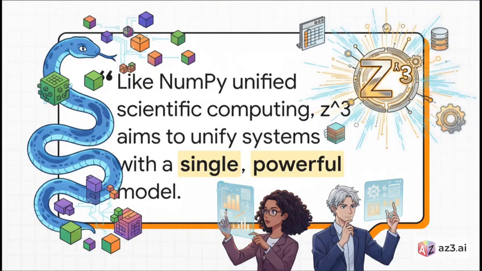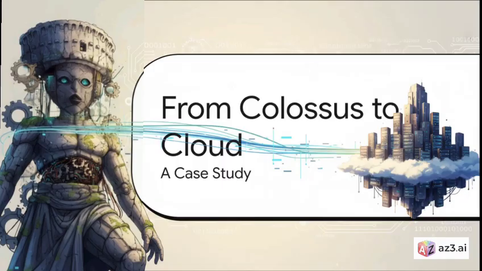Now, to put this into perspective, think about what a tool called NumPy did for scientific computing in Python. It took this fragmented world and unified it around one powerful tool, which basically unleashed a massive wave of innovation, including a lot of modern AI. The ambition for Z is really similar, to be that unifying force for all our business and operational logic. Okay, so that's the theory. It sounds great, but does it actually work in the real world? Let's check out a case study that shows what this kind of transformation looks like in practice.